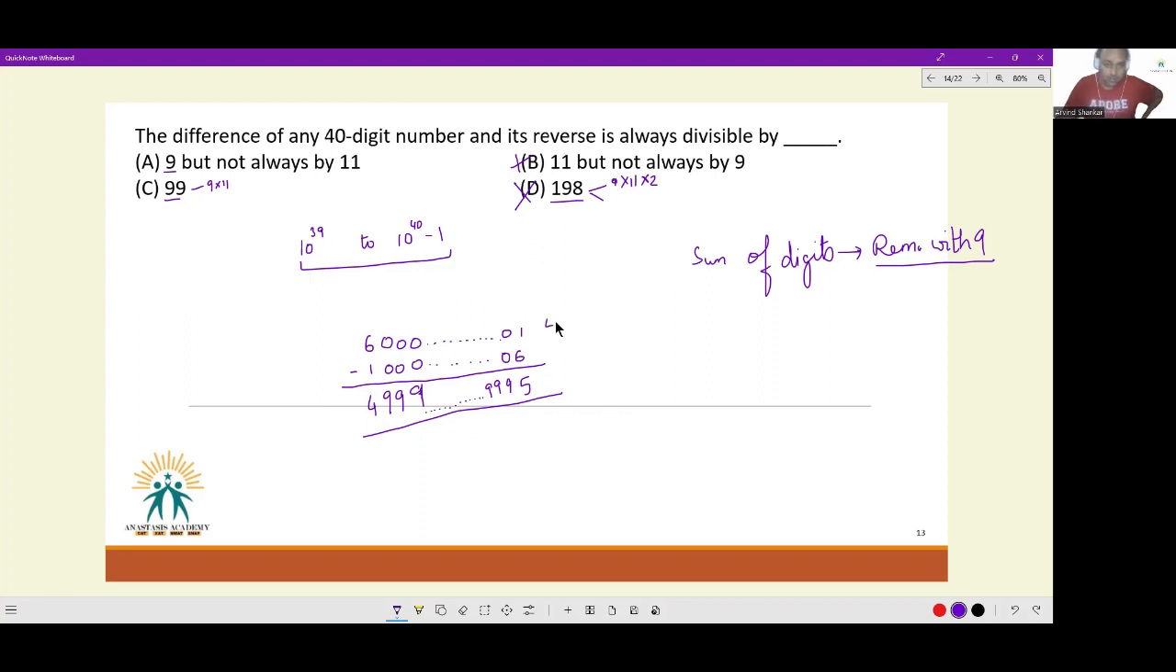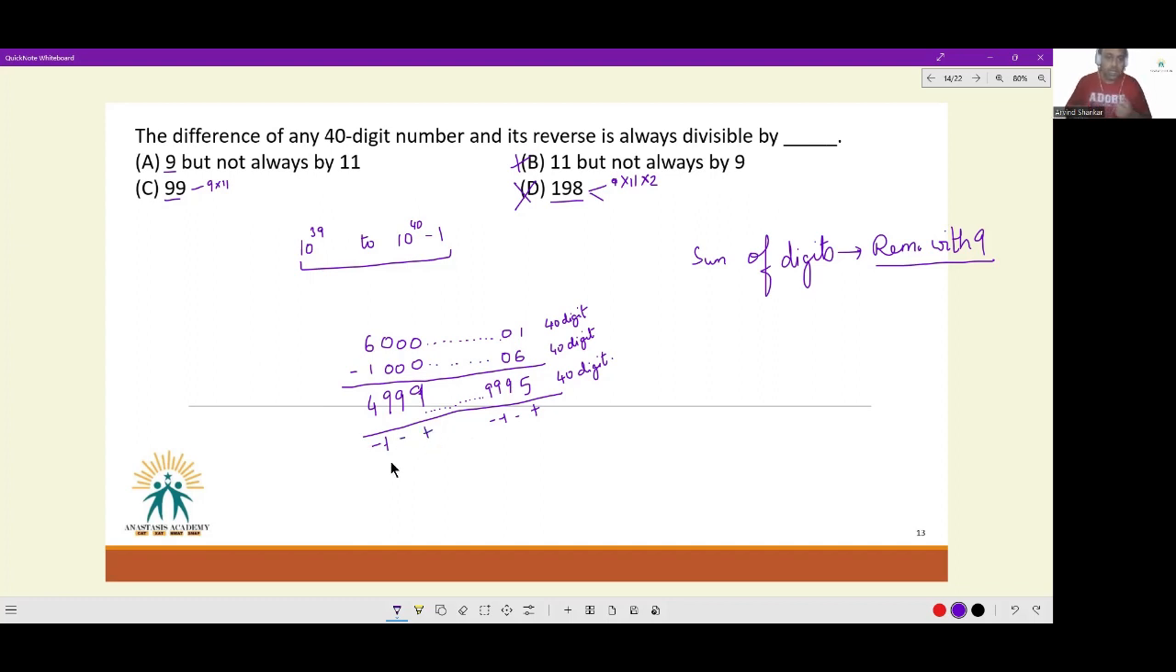Can you also see this is a 40-digit number? And this is also a 40-digit number. Can we figure out the remainder with 11 here? Most definitely. Plus, minus, and so on and so forth. The digits at the odd place will be plus, and the digits at the even place will be minus.